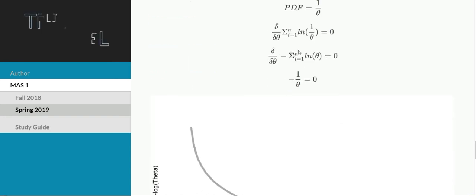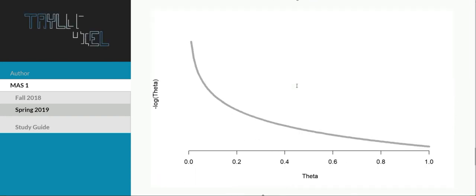But if you want to formally go through taking the maximum likelihood estimator, we would take the derivative of the summation of the natural log of the PDFs and set it equal to 0, but we end up in a situation where we have to divide by 0, and that's no good. So just to visually show this, this is theta, and then this is the function that we're trying to maximize, the negative log of theta.